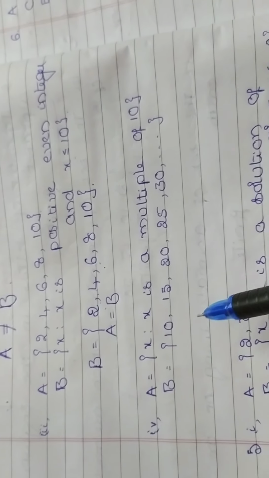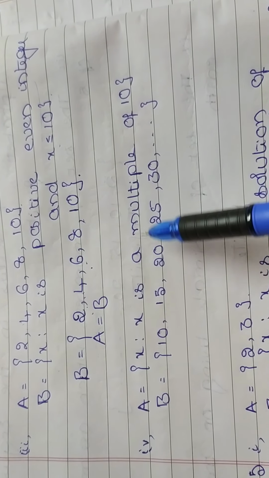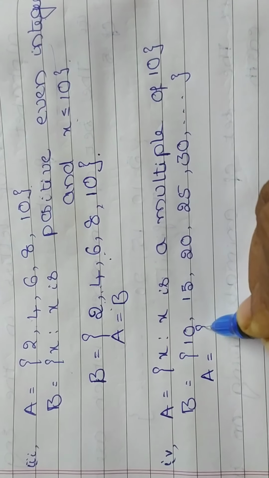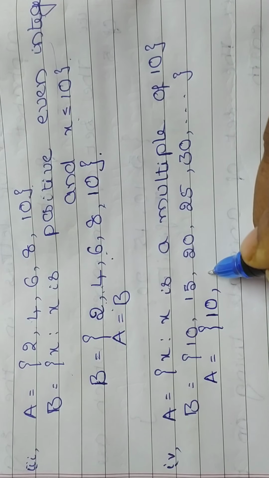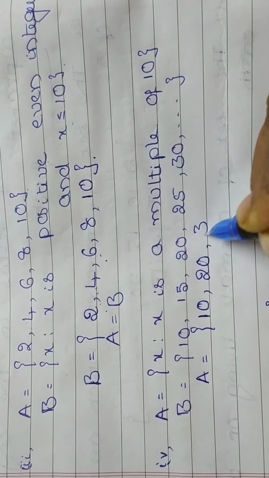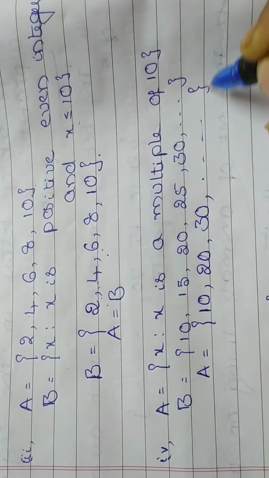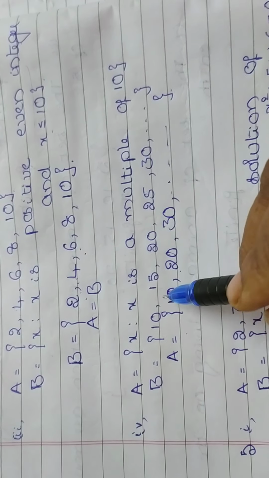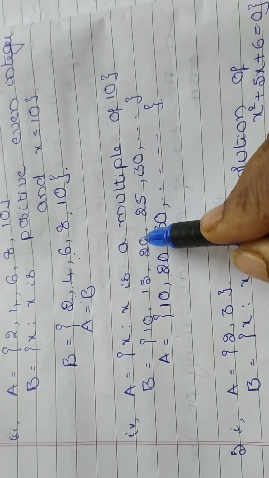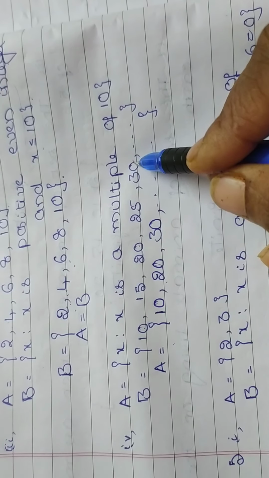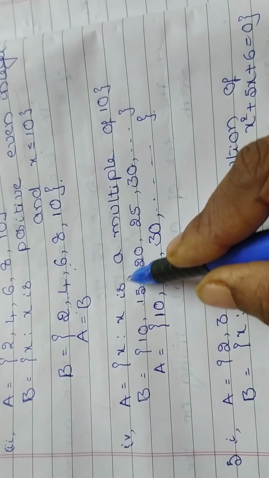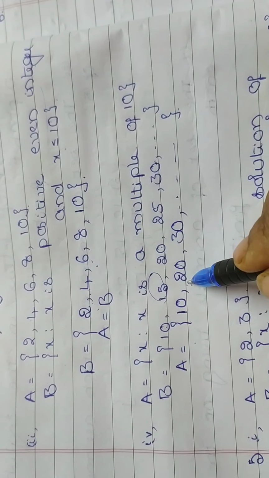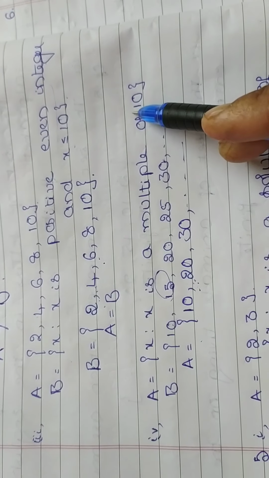Now coming to the next one, A equals x such that x is a multiple of 10. So A is the set such that multiples of 10 mean 10 ones 10, 10 twos 20, 10 threes 30. So like this, so many, because numbers are infinite. So A is like this. So what is B? B is 10, 20, 15, 20, 25, 30, like that. See here, 15 is an element of B, but you cannot find that 15 in the set A because A is the set of the multiples of 10.